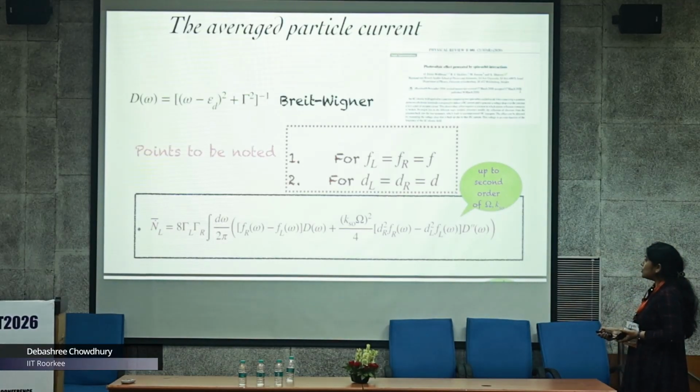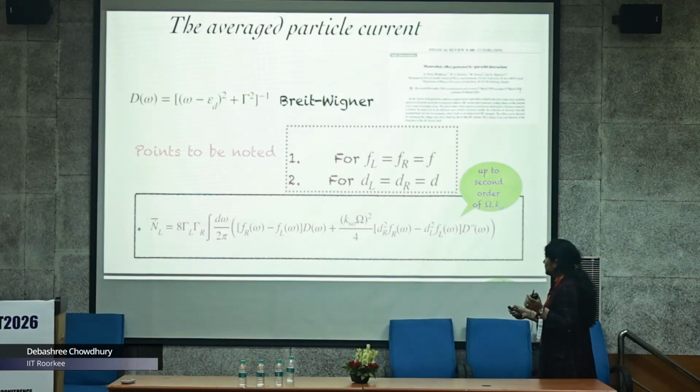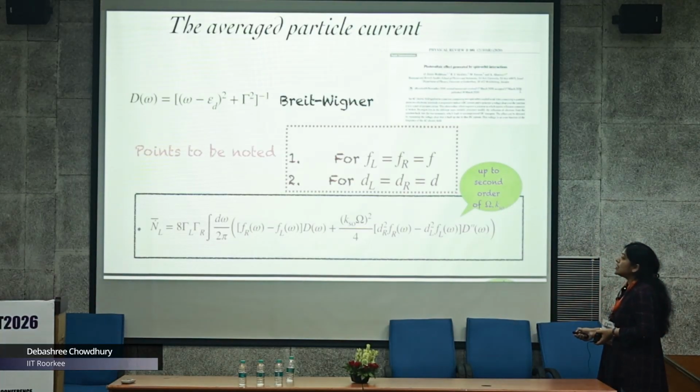So look at the expressions. We have two different terms. In the first term, F_L and F_R are the Fermi functions of the two reservoirs. Then if you ask me what happens when you don't have any biasing.